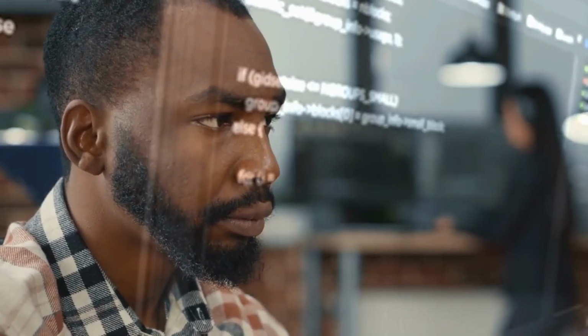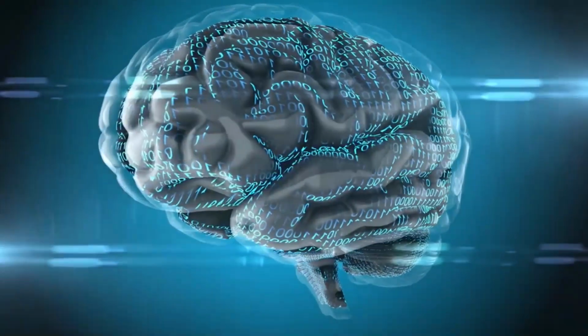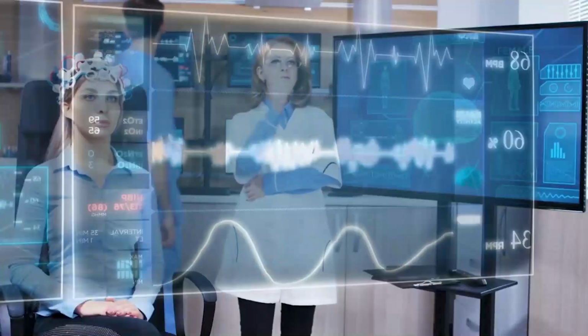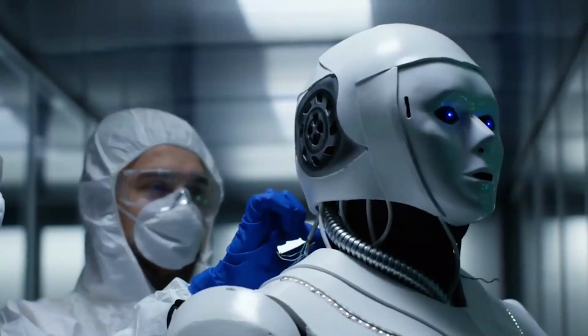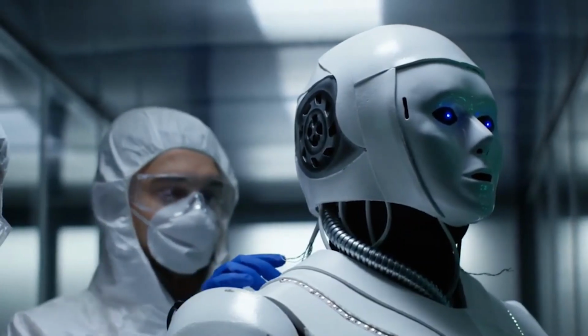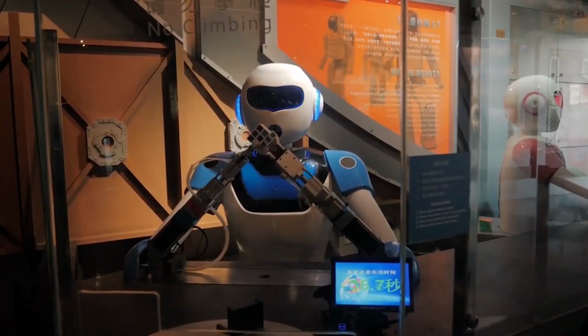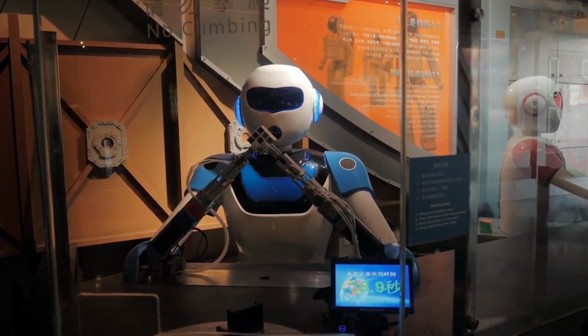NLP algorithms must be able to handle variations in grammar, syntax, semantics, and pragmatics, as well as comprehend human communication nuances. They must also be able to manage vast amounts of data, as linguistic data is frequently unstructured and noisy.